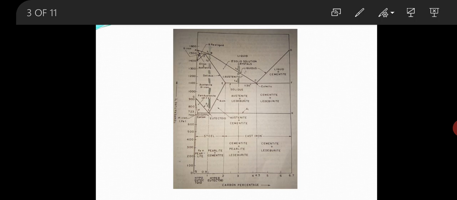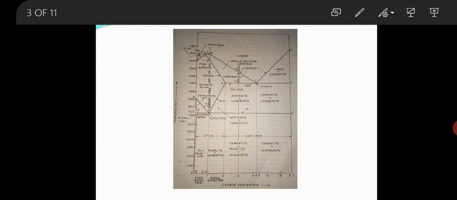Because in the XY plane you need two coordinates, one is the X coordinate, another is the Y coordinate, to draw a point. Once you know H is 1485 degrees centigrade and the percentage is 0.1, you will get the point H. Similarly, you will get the points J and B. At B, the percentage is 0.8 and the temperature is the same as it is a straight line.